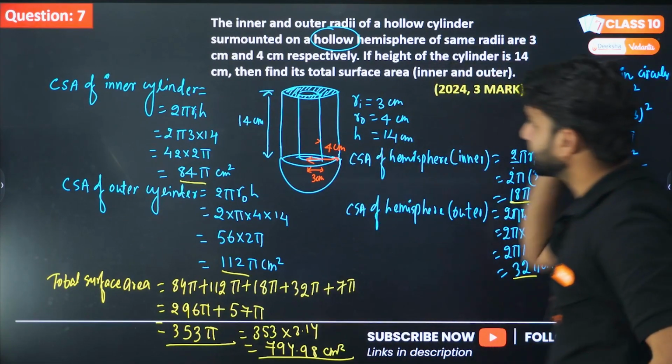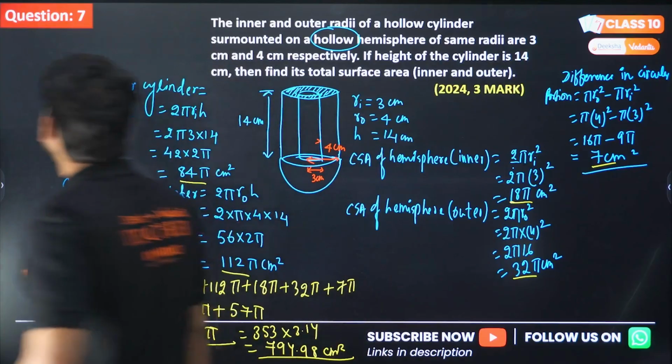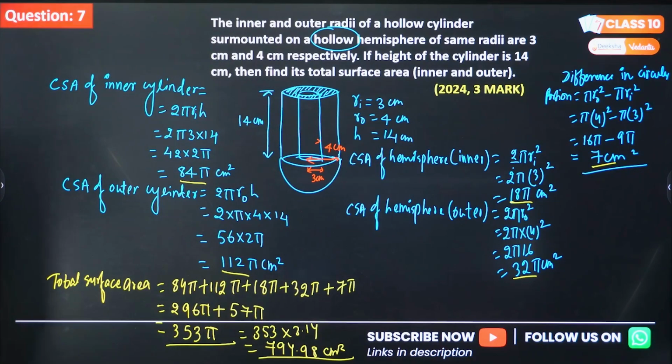This is very easy. So can I move to question number 7, my dear lovely kids? Can we move to question number 7?